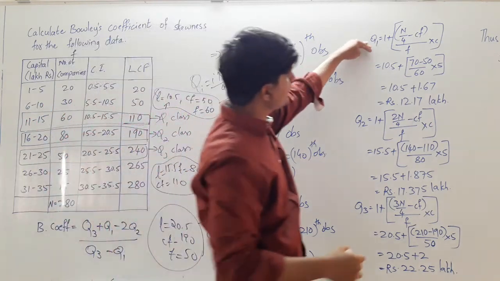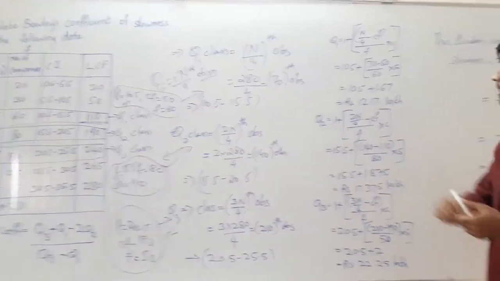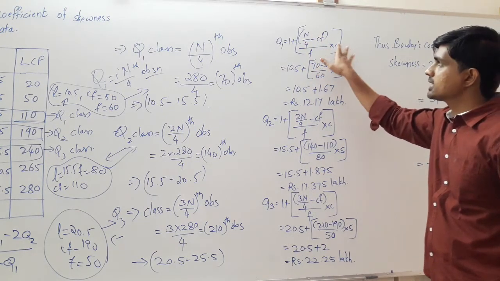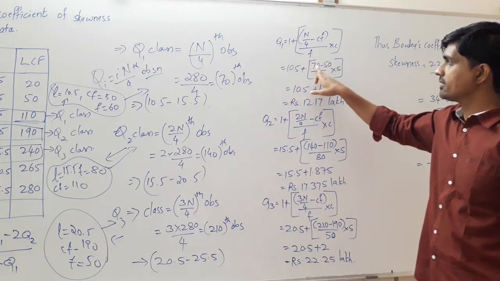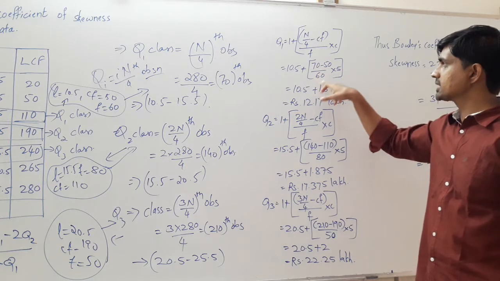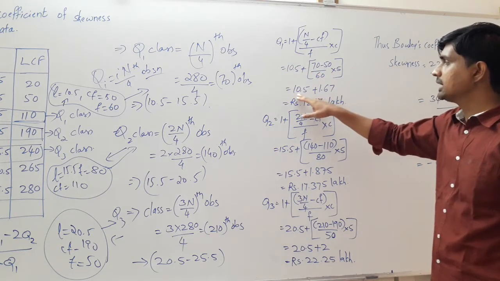All the same values have been substituted here. If you can see, Q1 is equal to L plus (n by 4 minus CF) divided by F, into C. L is how much? 10.5, written there. Plus n by 4 is 70, already calculated. Minus CF. CF is how much? 50. F is 60, into 5. Class size is how much? 5 for all. So it will be 10.5 plus.